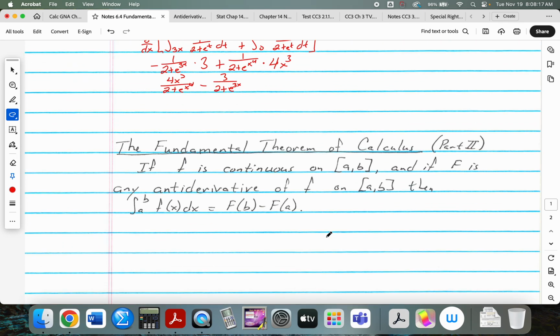This second part is called the evaluation part, and we actually looked at this yesterday. We just didn't call it the fundamental theorem. So again, if f is continuous on a closed interval from a to b, and capital F is any antiderivative of f on that same interval, then the integral from a to b of f of x dx is equal to capital F of b minus capital F of a. Or, as we rewrote this yesterday, if we have the integral from a to b of f prime of x dx, that's going to be equal to f of b minus f of a.